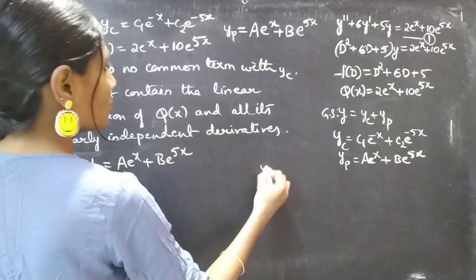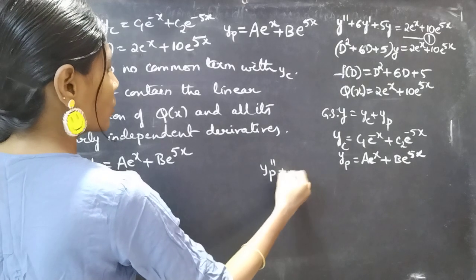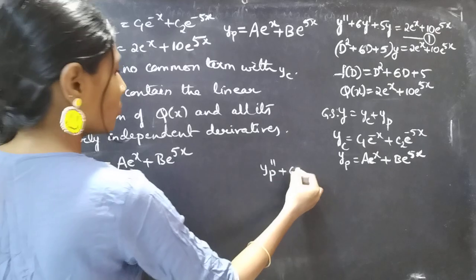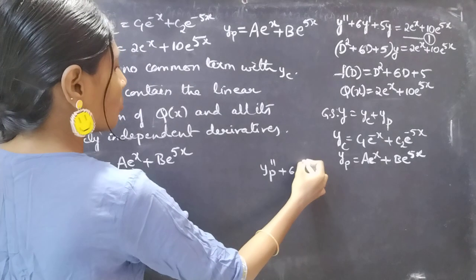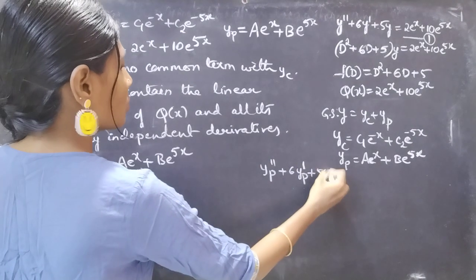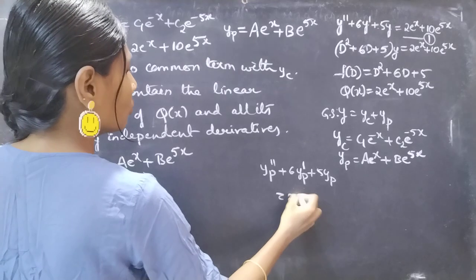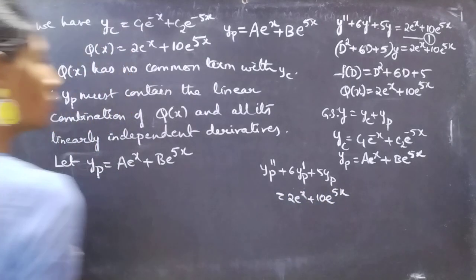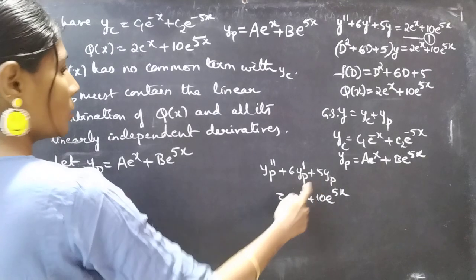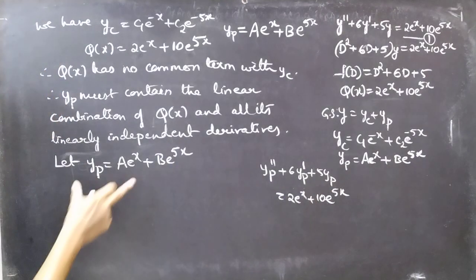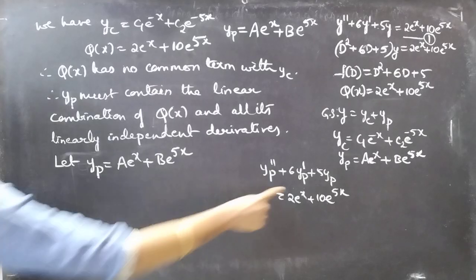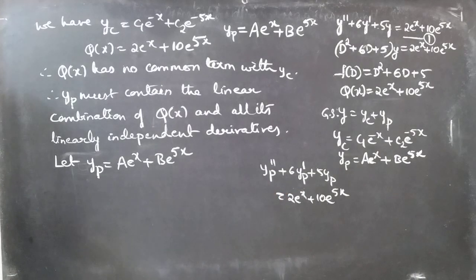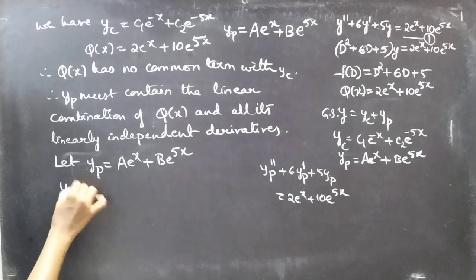So we can write yp double dash plus 6 yp dash plus 5 yp equal to 2 e power x plus 10 e power 5x, right? In this equation we have yp dash and yp double dash, but we have only yp, and now we need to find yp dash and yp double dash. Let's find yp dash and yp double dash.